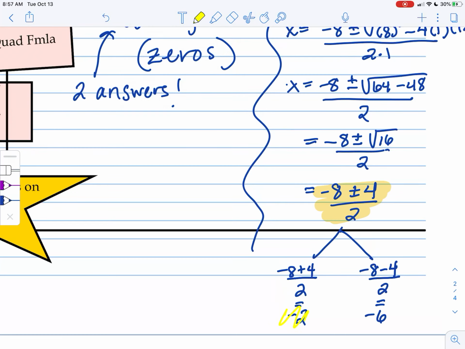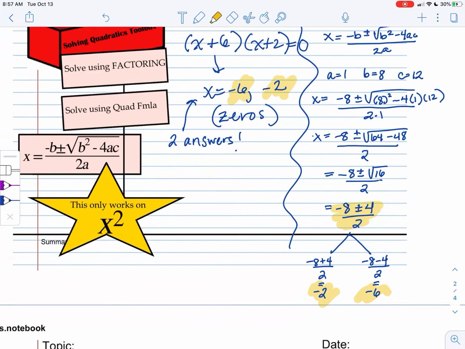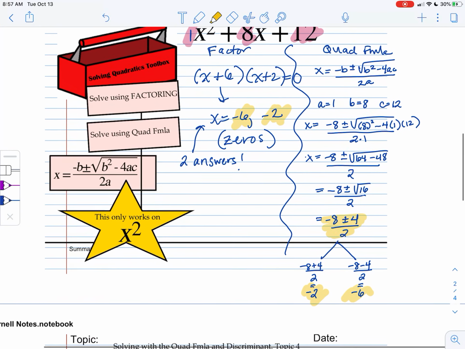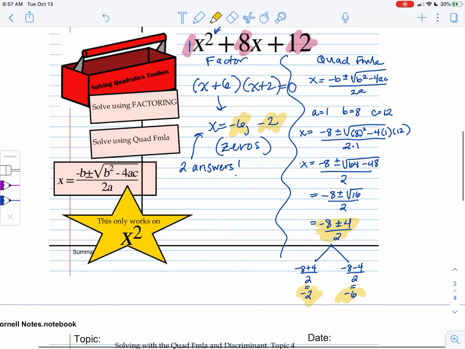I hope you noticed something here. This one and this one are the same as this one and this one. So, does it matter if you choose quadratic formula or factoring? Oftentimes, no. If you do them both correctly, you should get the same answer, okay? Because no matter what, this x squared plus 8x plus 12 has the same two zeros. It crosses at negative 6 and negative 2. I could probably draw you a picture. Negative 6, negative 2, and I bet it looks something like that, okay?